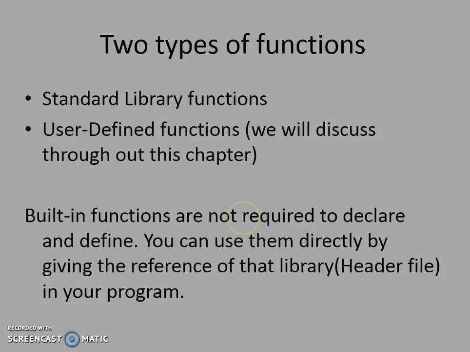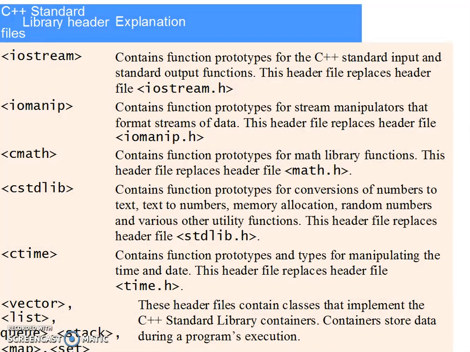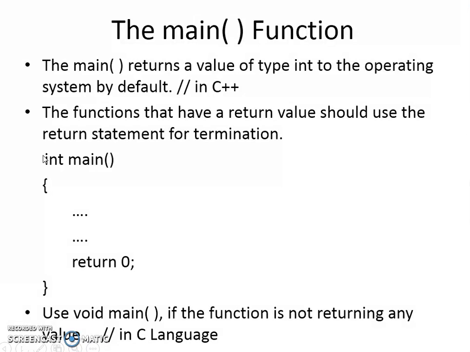But when you write a user-defined function, okay, these are the list of header files in which there are many built-in functions. So you can include in your program and you can directly use the function. Like when I add iostream, I am using input stream and output stream classes directly. So whenever you use cin and cout, these are the objects of this class and that is used directly.